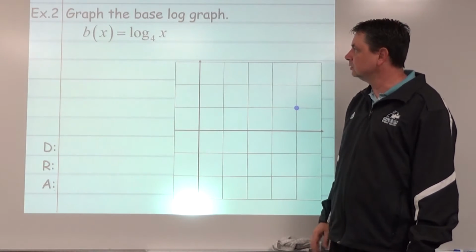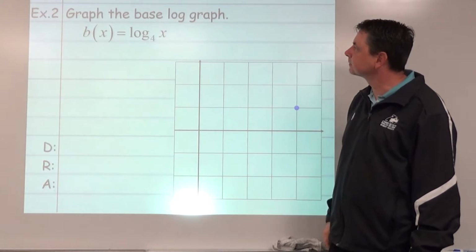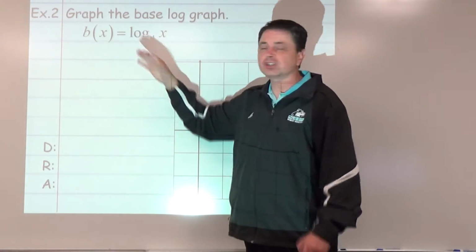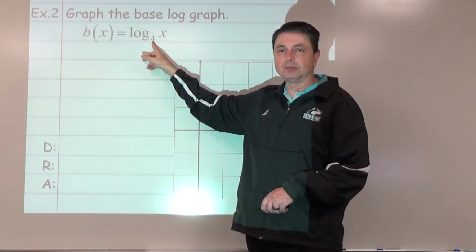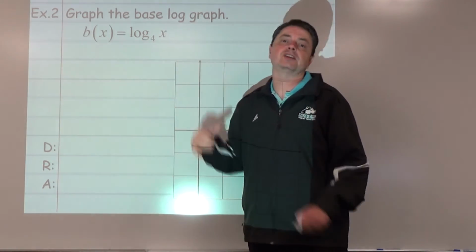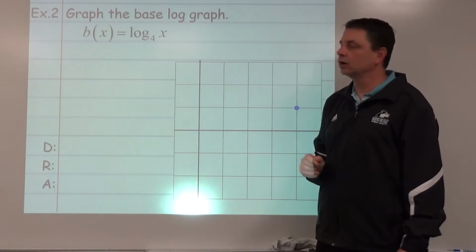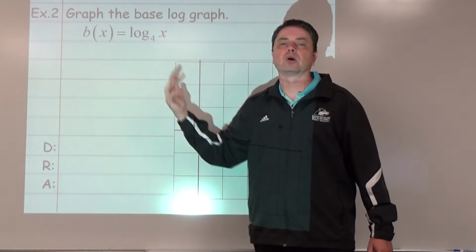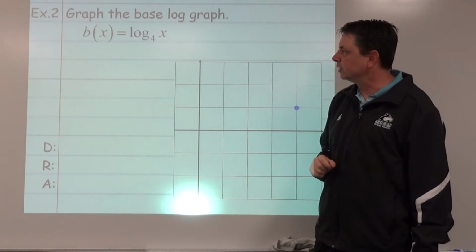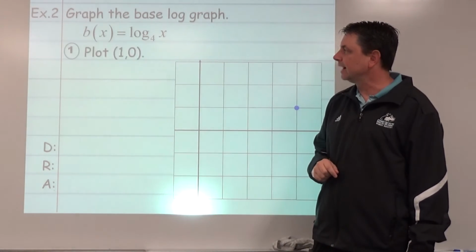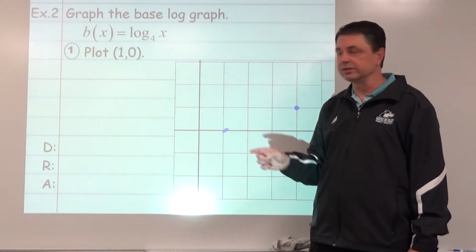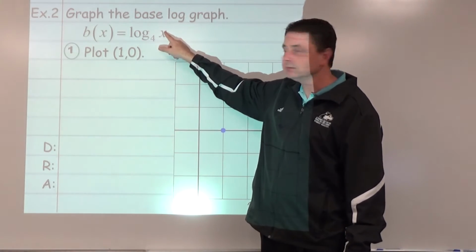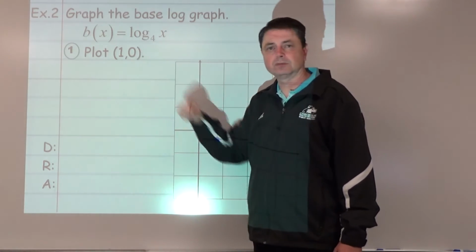So in general, we'll just ignore that that's there. If we're trying to graph a base log graph, that is just log base some number of x. That's our base function for the log function. Here are our steps so that we don't have to actually graph 4 to the power of x first. Step number 1. Plot the point 1, 0. Because log base anything of 1 will always be 0.